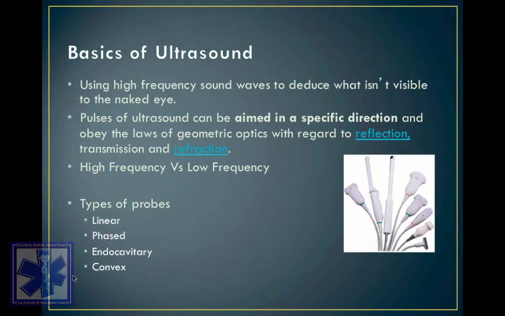You've got endocavitary probes, usually used for any cavity you want. You can put it in the back of the throat, look for a retropharyngeal abscess or a peritonsillar abscess. You can do endocavitaries for transvaginal, looking for pregnancy, or if you really want to, you could do transrectal, just for fun, I guess.